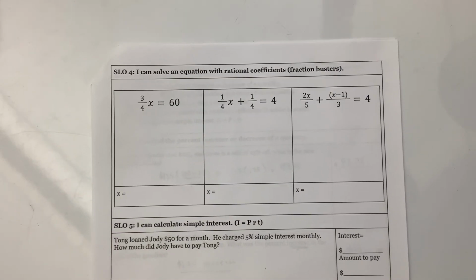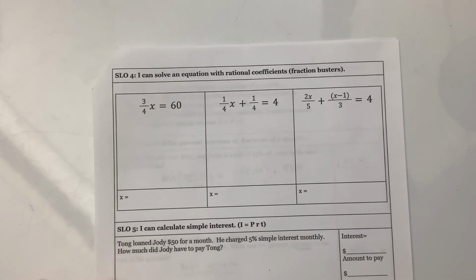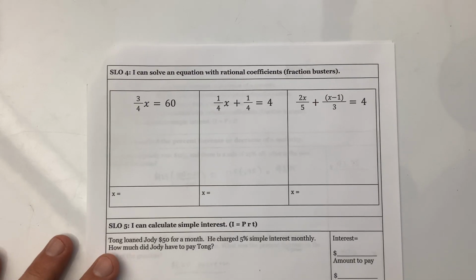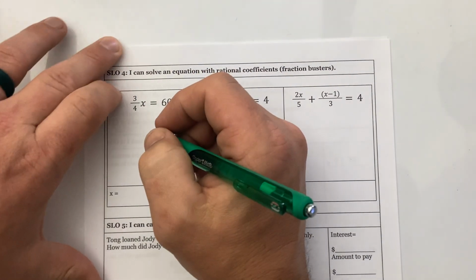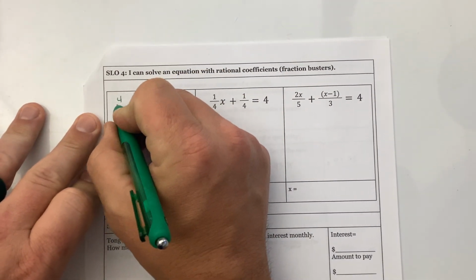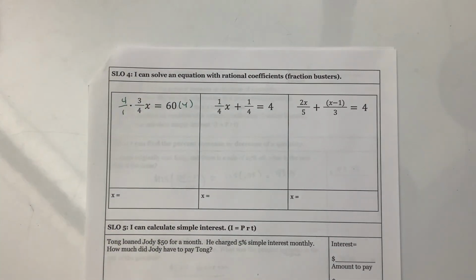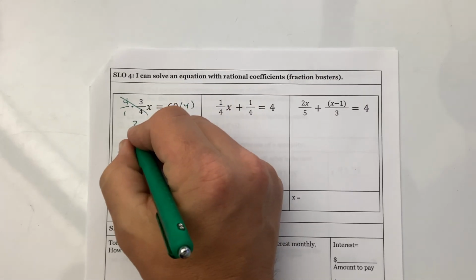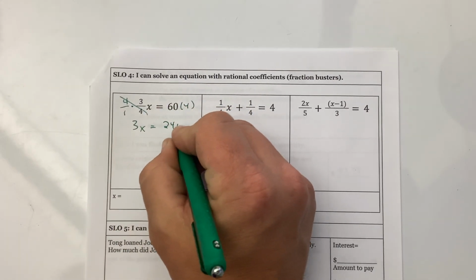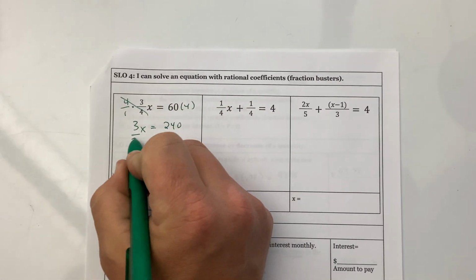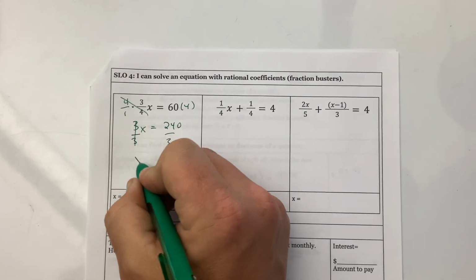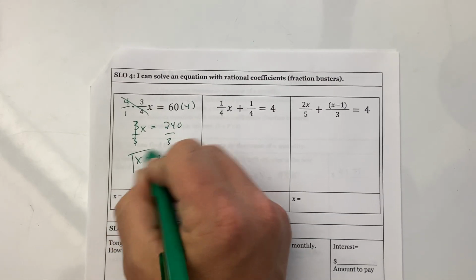Standard 4. What can I multiply both sides by to get rid of that fraction? Good. We could have said 4. I'll just do 4. You could have also done 4/3, but let's do 4. The 4's cancel, and we have 3x equals 240. Now I just divide by the coefficient, and I get x equals 80.